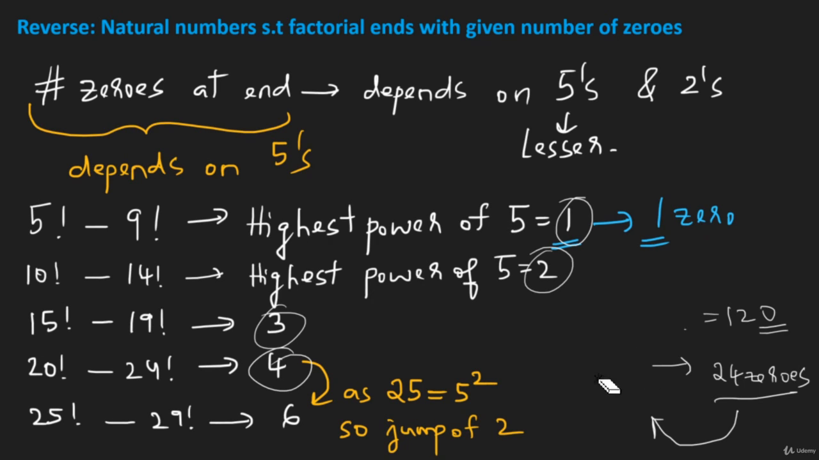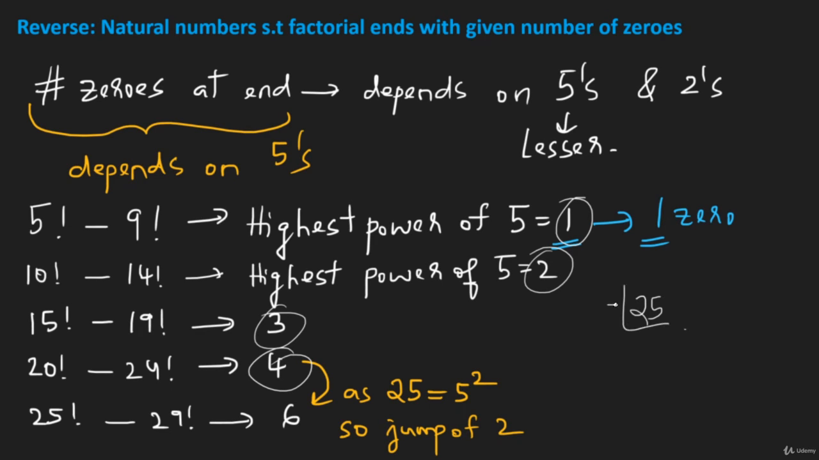For example, if I take 25 factorial, we have seen how to find out how many 5s can be taken out of it. So I write 25 over here. It goes 5 times. I get 5 over here. And 5 by 5 gives me 1.